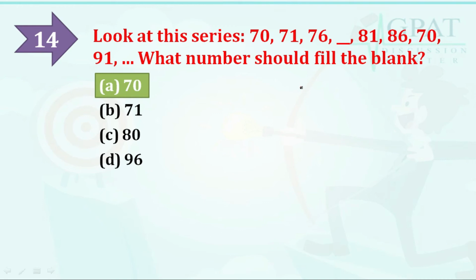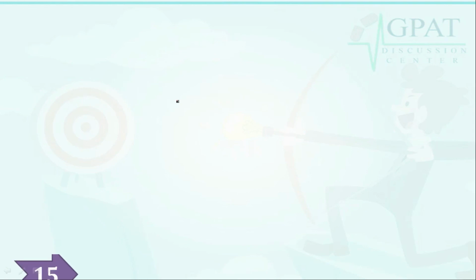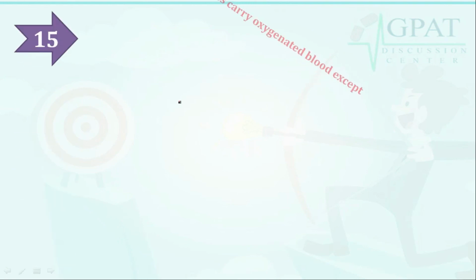How will it happen? Let's discuss with the help of explanation that in the series 5 is added to the previous number, and the number 70 is inserted as every third number. So 70 is the correct answer. Now the next question, and the last question of this video, students.